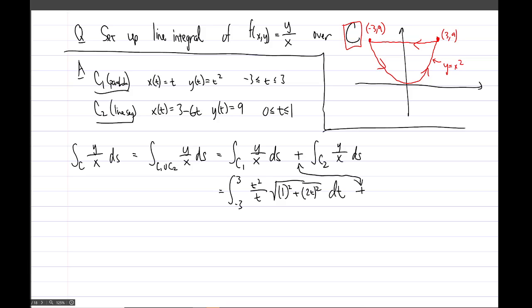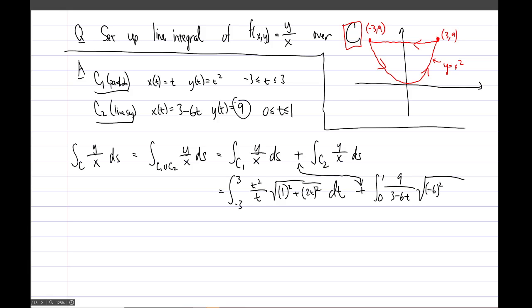And then the second integral is just using the second parameterization. So we'll have an integral, t going from 0 to 1. We again have y over x, but the parameterized version: 9 over 3 minus 6t. And then the ds gets replaced with the derivative of 3 minus 6t, so -6, quantity squared.